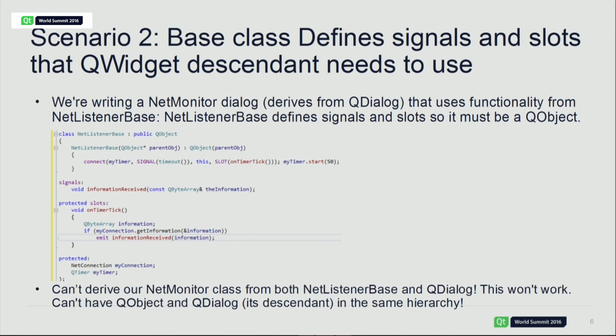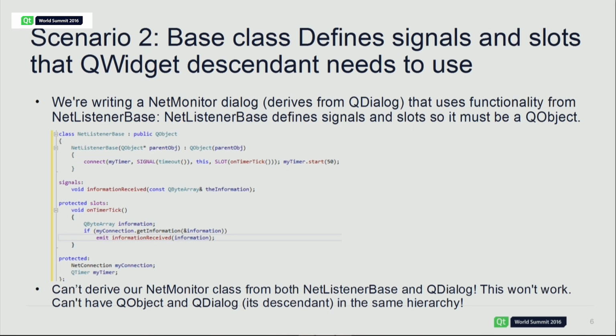So let's go over another scenario. In our scenario 2, we've got a base class that defines the signals and slots that a descendant, which is a QWidget, needs to use. So let's say we're writing a NetMonitor dialog window that derives from QDialog that uses functionality from NetListenerBase, and so you can see NetListenerBase below. It just defines signals and slots, and because it defines signals and slots, it must be a QObject. So it does pretty simple things.